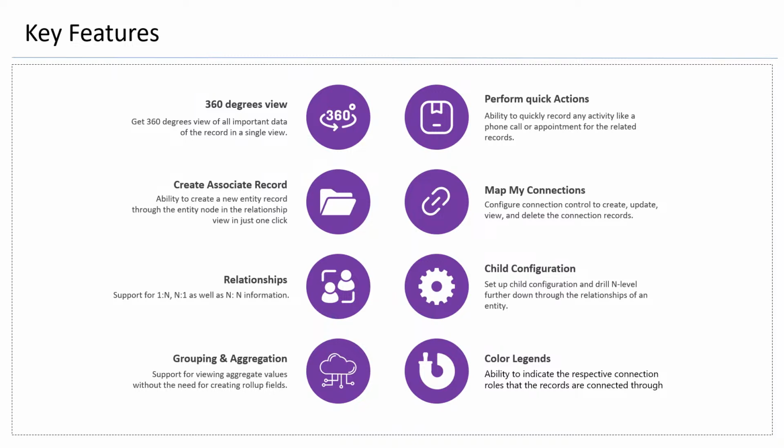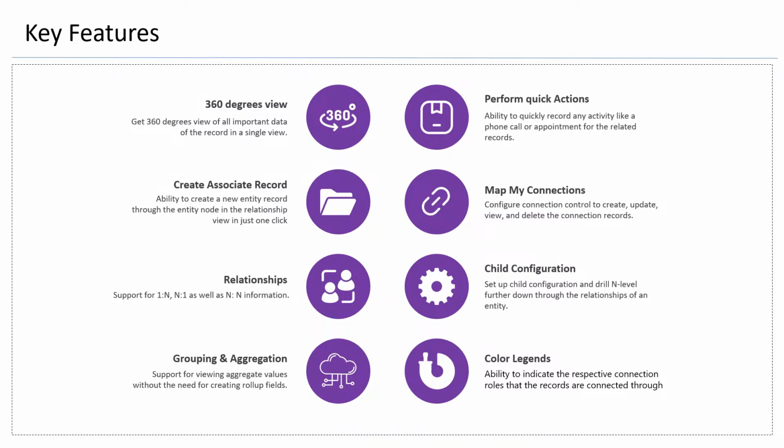It presents you the overall 360 degree view of the data that you wish to see in the map. It also enables quick actions, which in other words gives you an ability to create any activity records like email, appointment, task, phone call, etc. straight from the relationship map itself. So again, the user doesn't have to do them separately. It gives you a provision to create an associated record in a single click to a node in the relationship map.